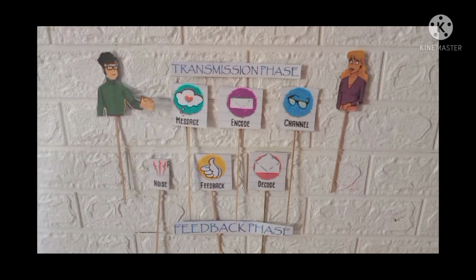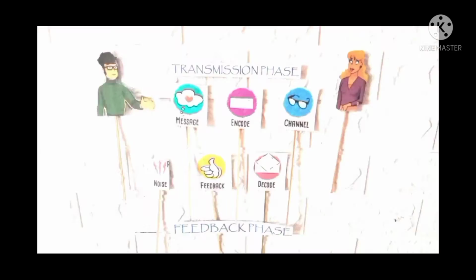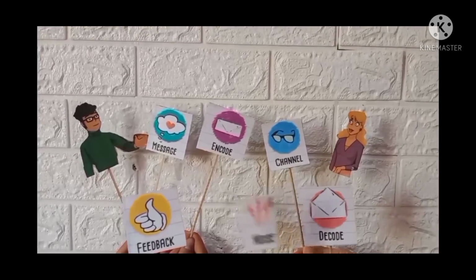The transmission phase is the phase where the sender decides on the information she or he wants to communicate. The feedback phase is initiated by the receiver to give his or her response to what the sender tells her or him. The last component of the communication cycle is noise.